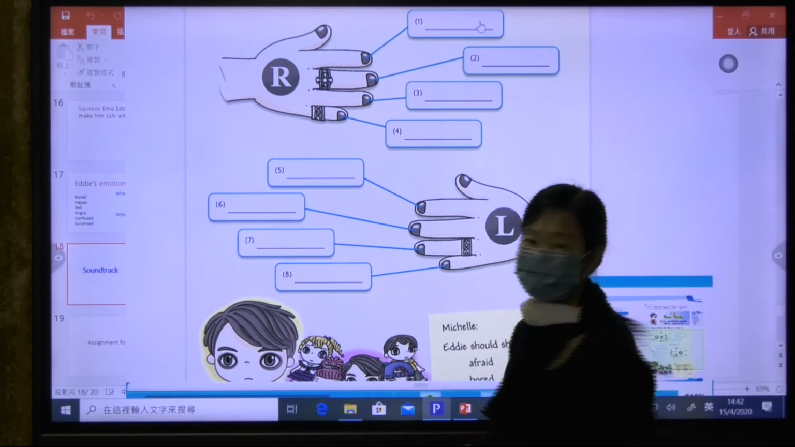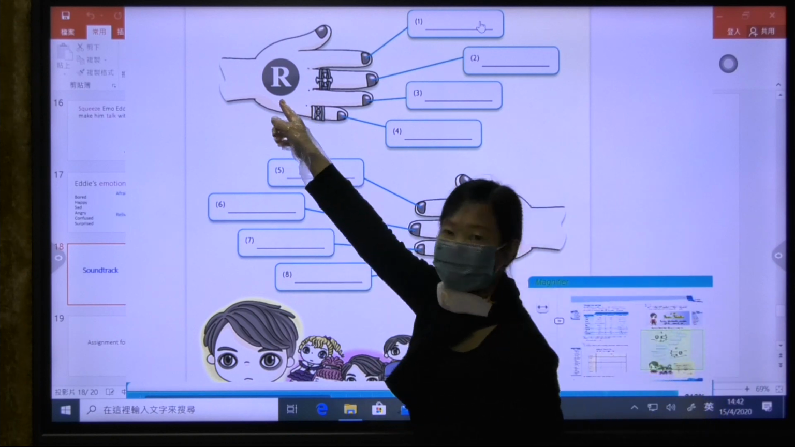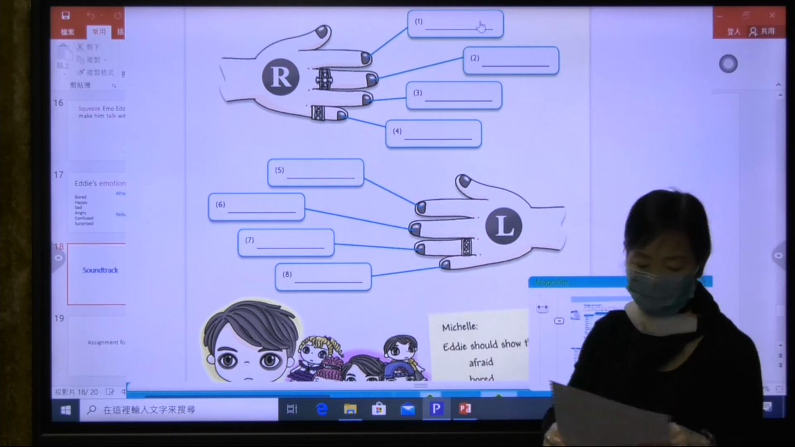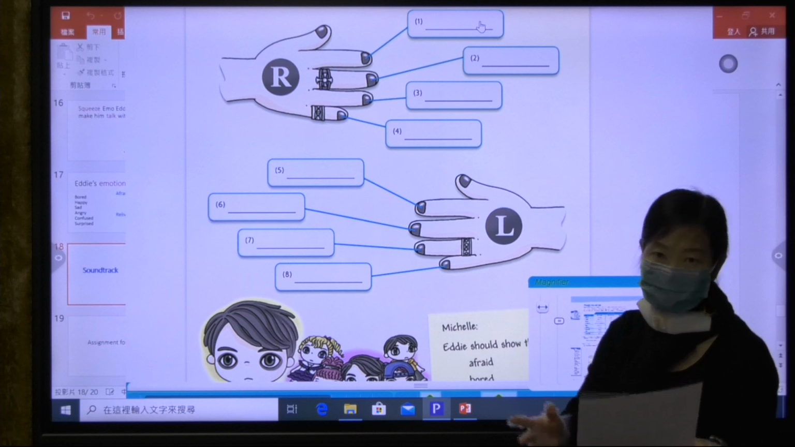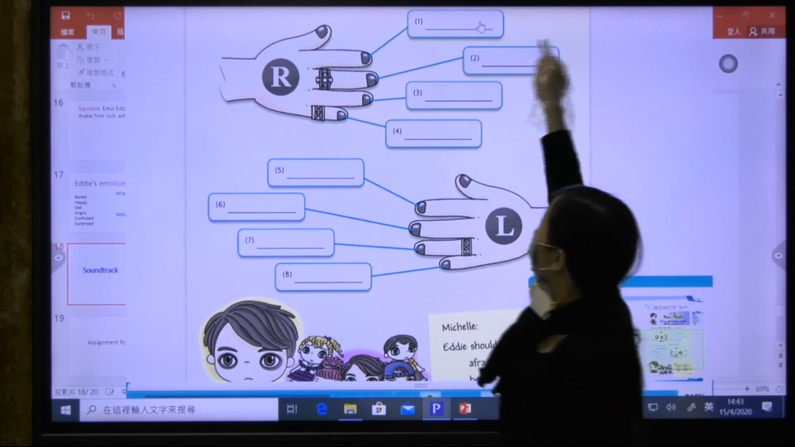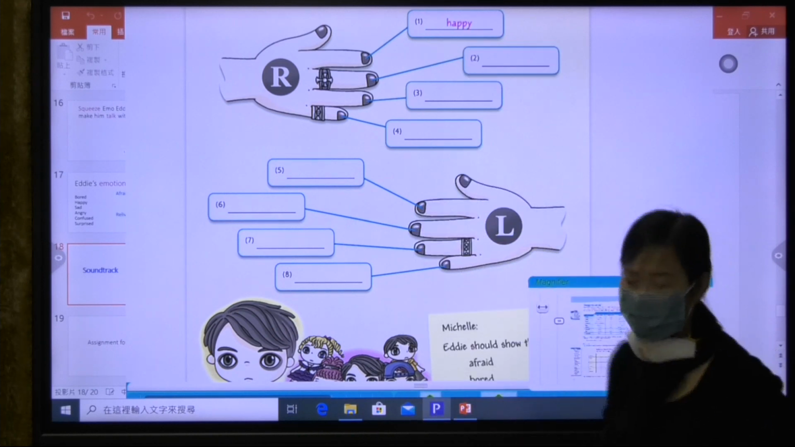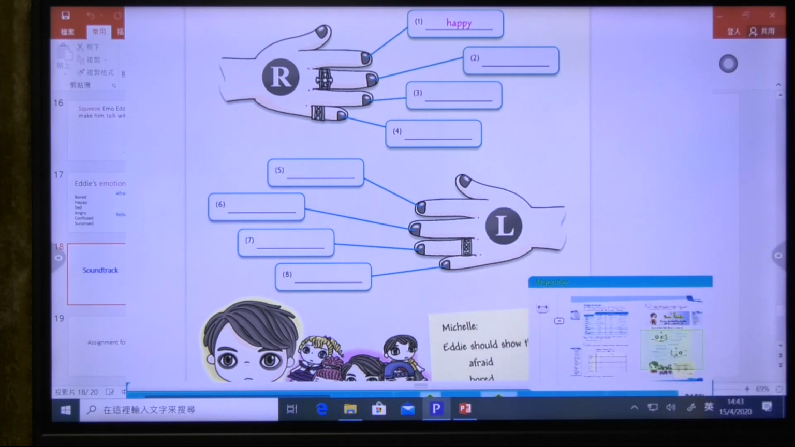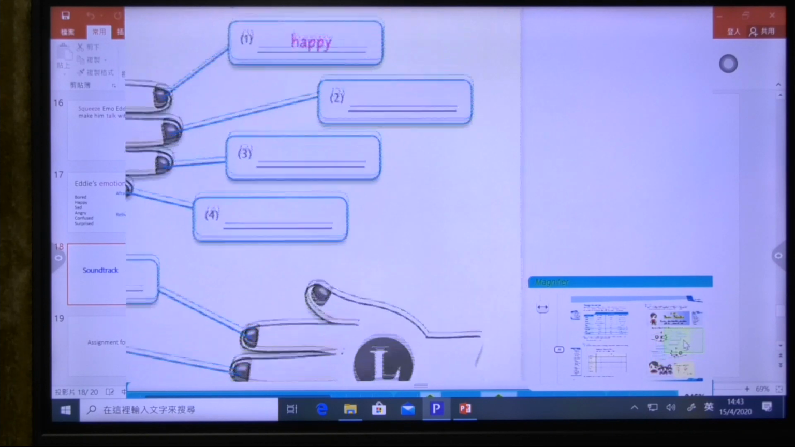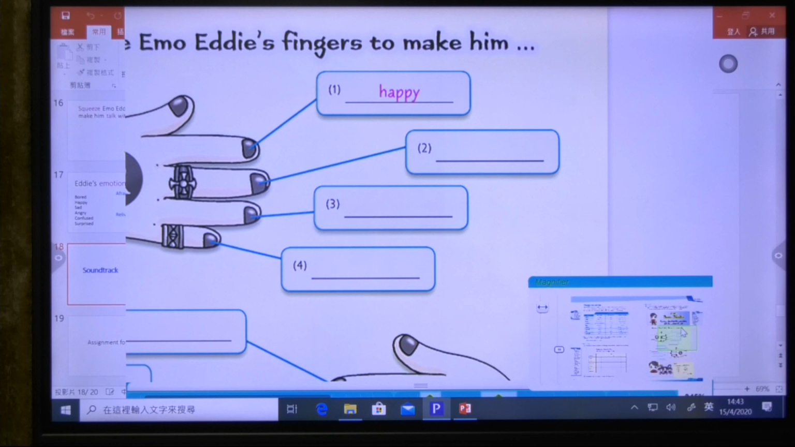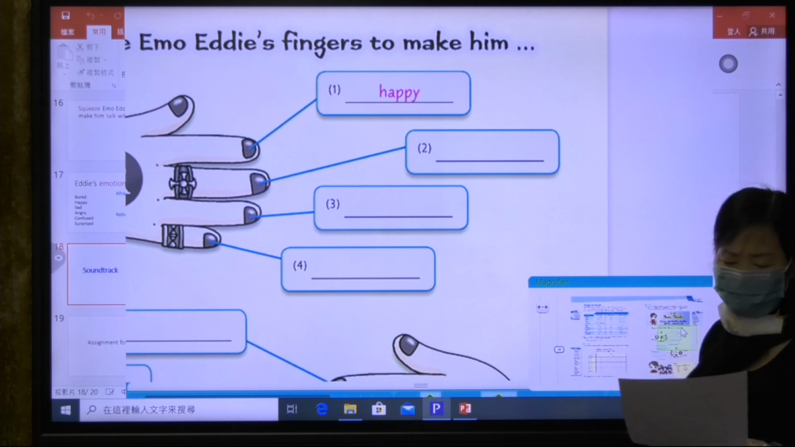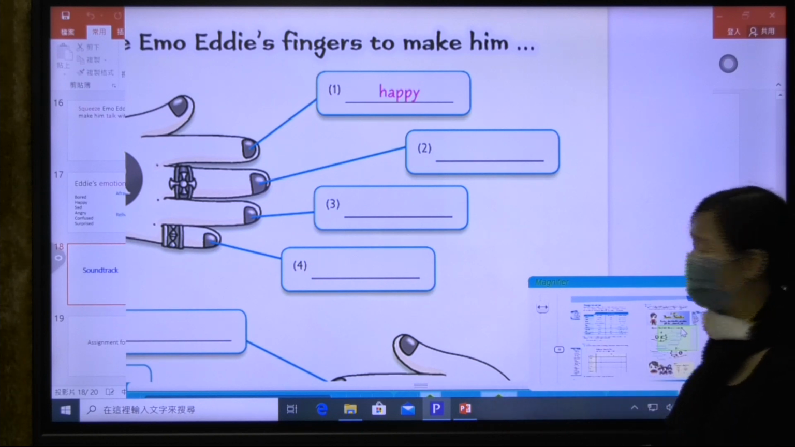Alright. So, answer checking time. Now, right hand, left hand. The first one. Listen once again if you didn't hear very quickly. Hi, I'm Emo Eddie. Do you want to be my friend? Very happy. I'll make it bigger. Second one. Mom won't let me go to the boy concert.